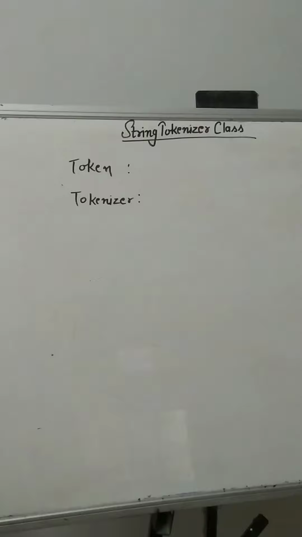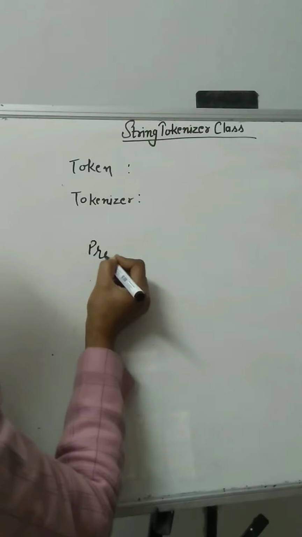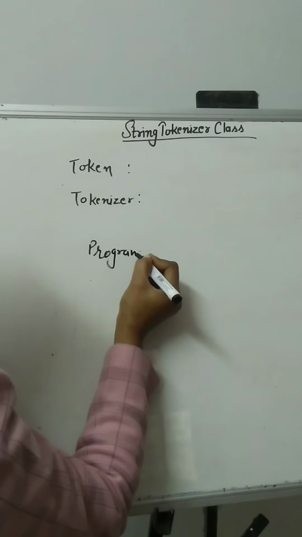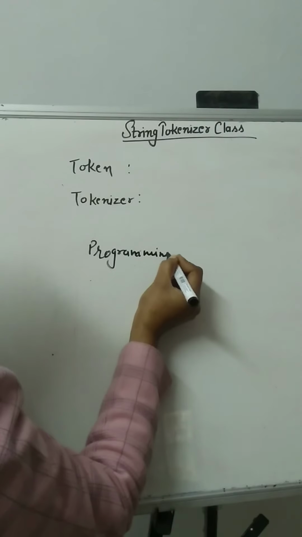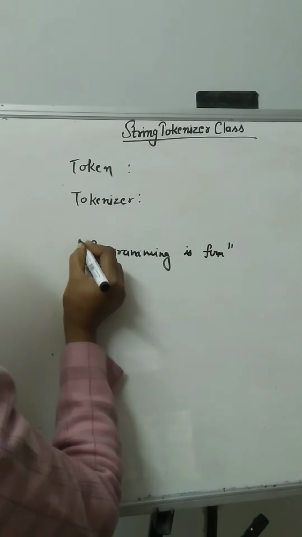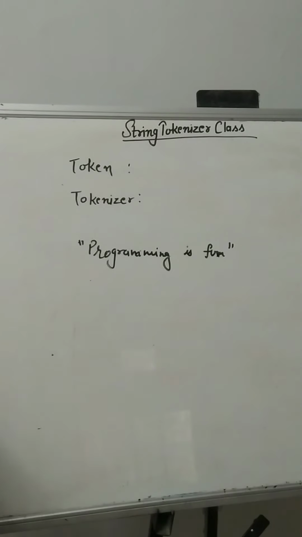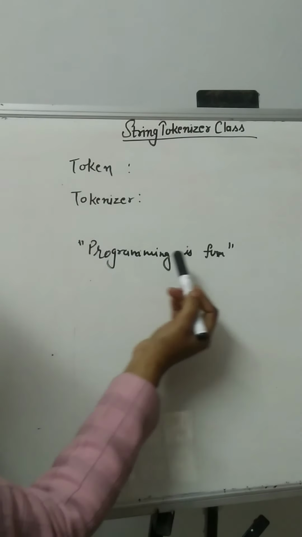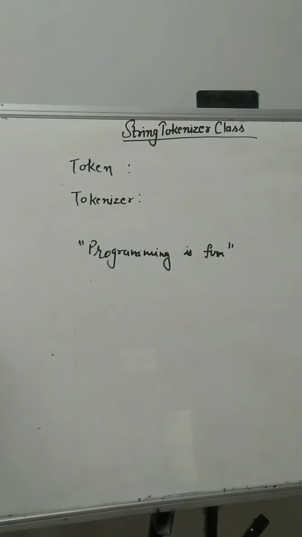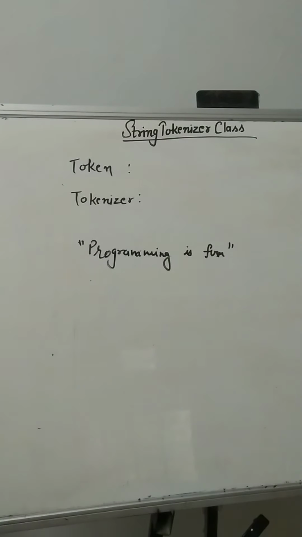Suppose we write here the string "programming is fun." We can say that programming is a token, is is another token, fun is another token. The token definition is a sequence of consecutive characters. So programming is a sequence of consecutive characters without any delimiters.